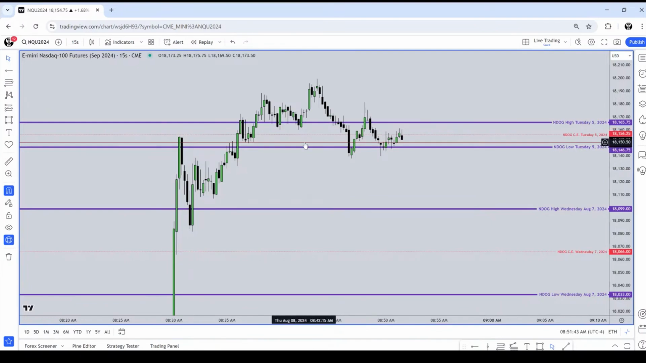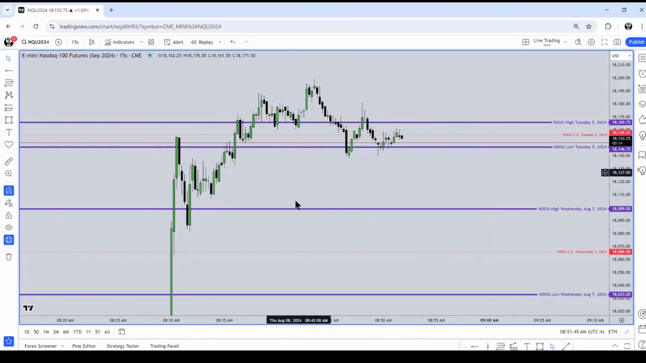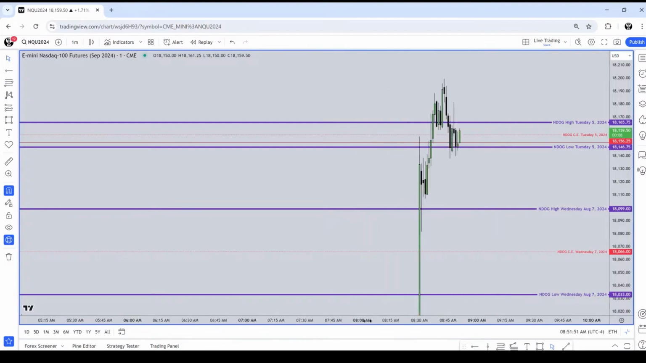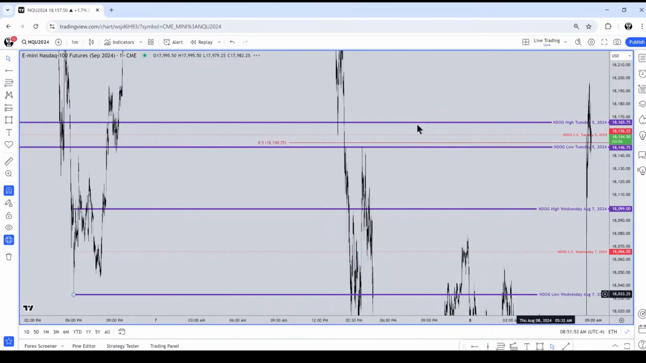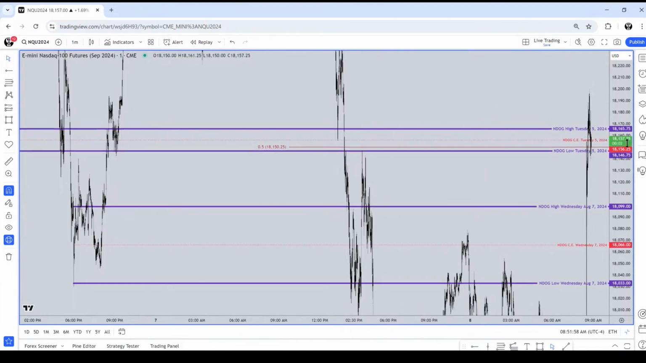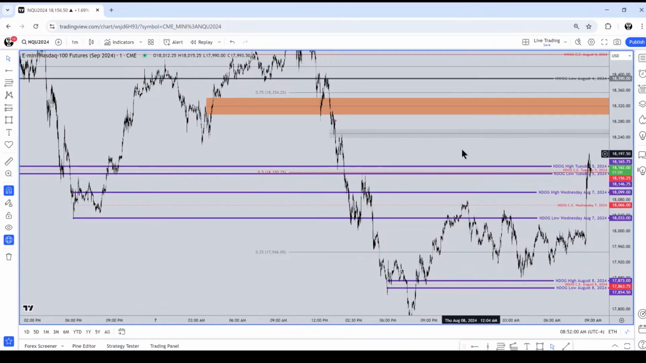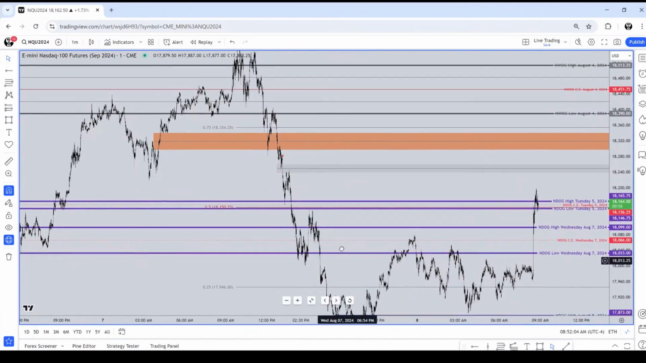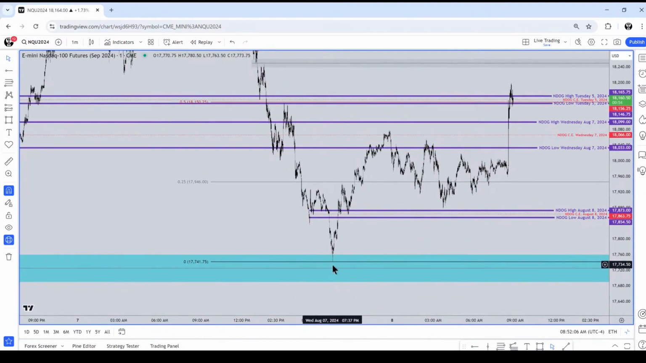Trying to figure out what this level is here. I'm not sure what that is now. Oh, it's the midpoint of the overall range. I was like, oh, what is that line? It's the measurement of that high on Wednesday to the low of yesterday. So let me get that up because it's distracting.